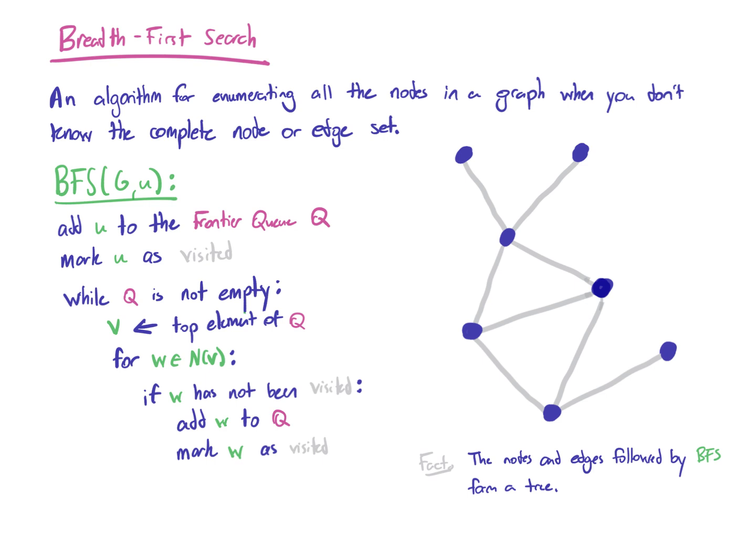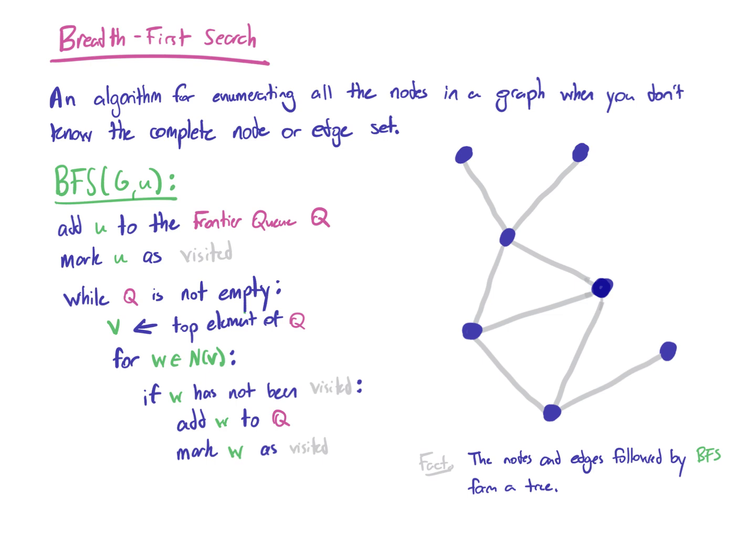So rather than walk through all the steps on their own, I'd actually like to run breadth-first search on this graph in order to visualize what's going on. The first thing that I need to do in breadth-first search is pick a node U to be my starting point. I'm going to pick this one right here.